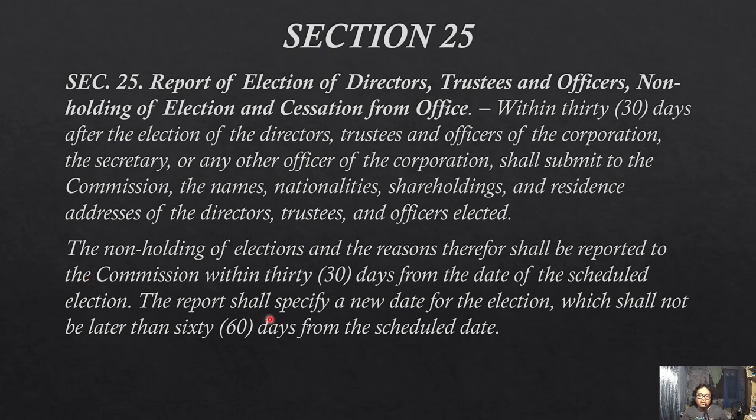Now, in connection with that report, the report shall also specify a new date for the election, which shall not be later than 60 days from the scheduled date. So if it was January 31, they must elect within 60 days. It follows up the letter. They say, with this date, Commission, we will elect again, and we will make sure that proper procedures are followed and that there is a quorum. The important thing is that they report to the Commission within the specified date.